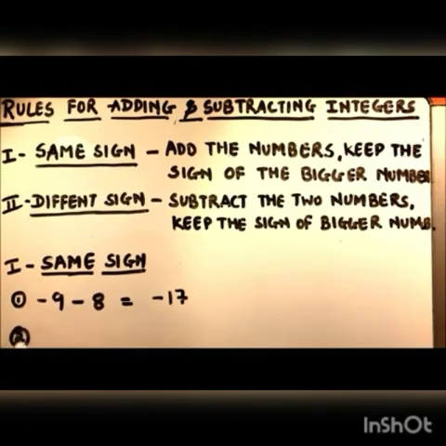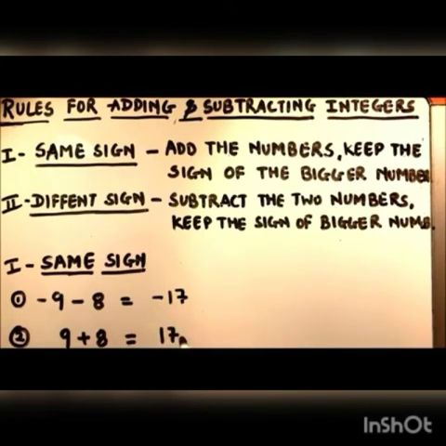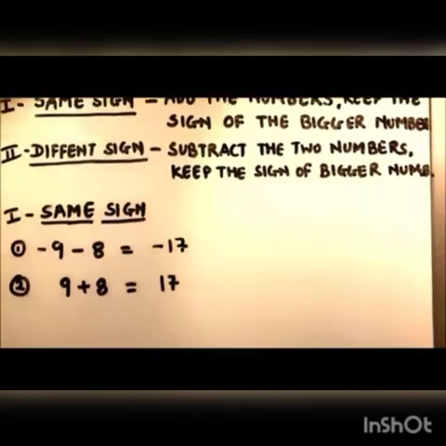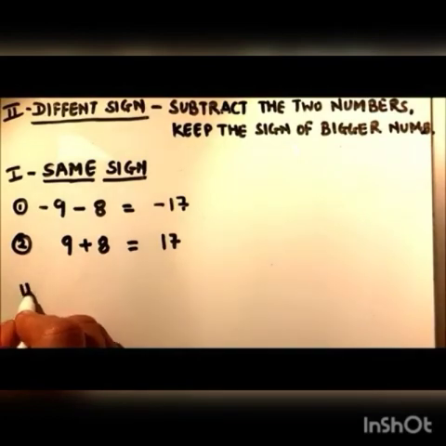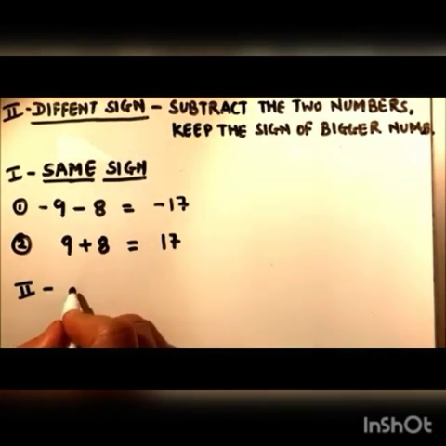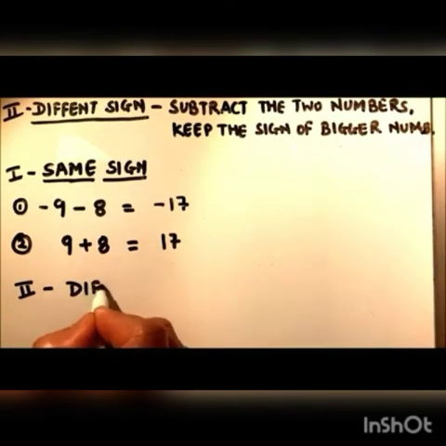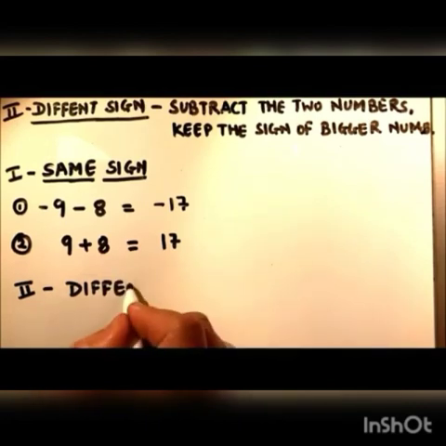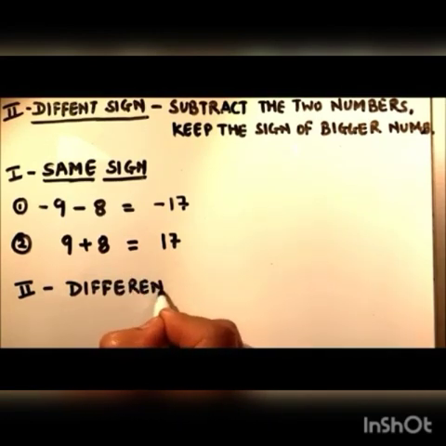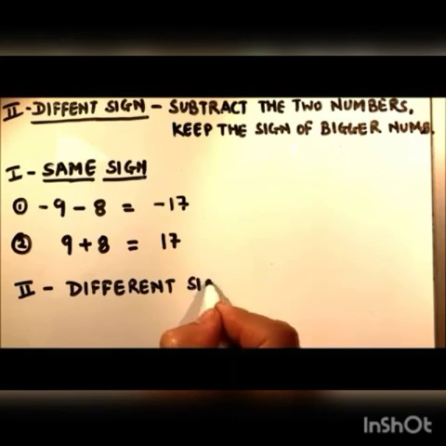Now number two, when the two are positive, that is easy because you all know that 9 plus 8, both the signs are positive, so 9 plus 8 will be 17. And the sign of 9 is positive, so we'll keep the positive sign. Now next we'll take another example in the different sign category, where the two numbers I will take have different signs.